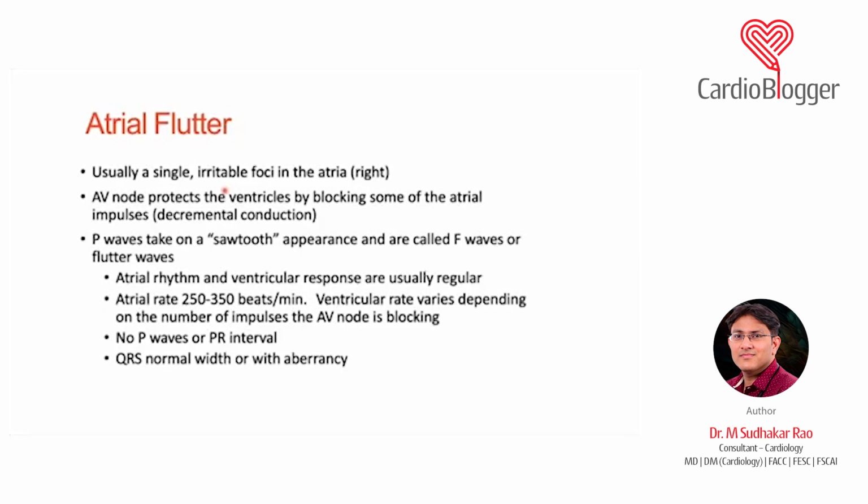The atrial rate is usually more than the ventricular rate. In flutter the atrial rate is around 250 to 350, whereas in atrial fibrillation, the atrial rate is around 150 to 200. And you get a ventricular response which is usually regular, except in patients with atrial flutter with variable conduction. You may not be able to see a distinct P wave, and the QRS is normal with some aberrancy.